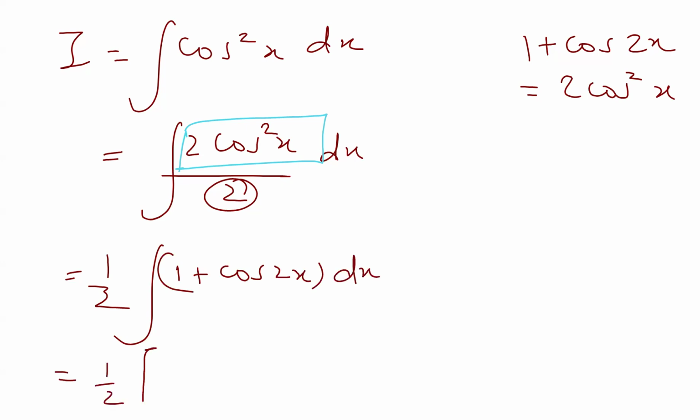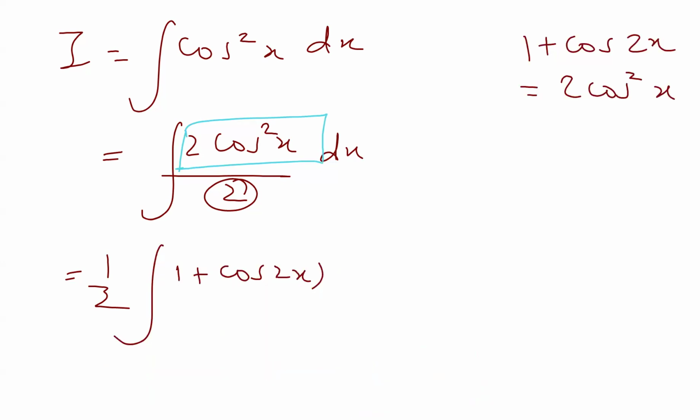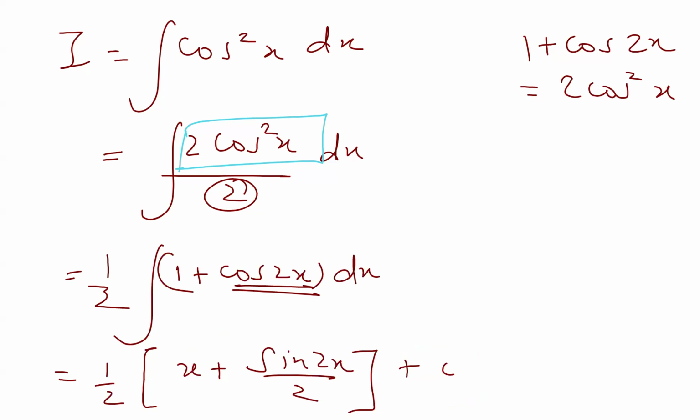So half, integration of 1 is x, plus cos 2x is sin 2x upon 2. A plus c is for the entire problem. Don't write a separate plus c for x and a separate plus c for sin 2x by 2. It should be common for the entire problem. There are technical reasons behind it, but for now just write it common for the entire problem, plus c.